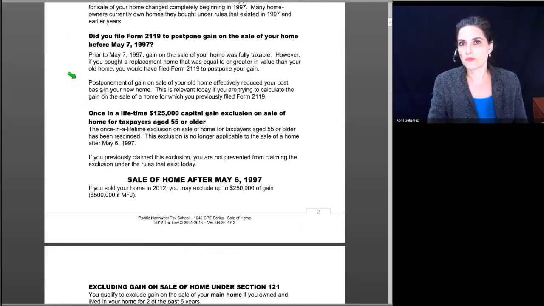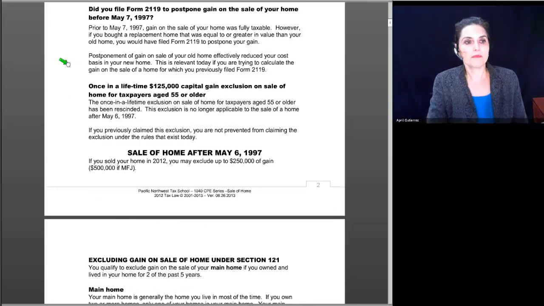Did you file Form 2119 to postpone gain on the sale of your home before May 7, 1997? Prior to May 7, 1997, gain on the sale of your home was fully taxable. However, if you bought a replacement home that was equal to or greater in value than your old home, you would have filed Form 2119 to postpone your gain. Postponement of gain on sale of home effectively reduced your cost basis in the new home. And this is relevant today if you are trying to calculate the gain on the sale of a home for which you previously filed Form 2119.